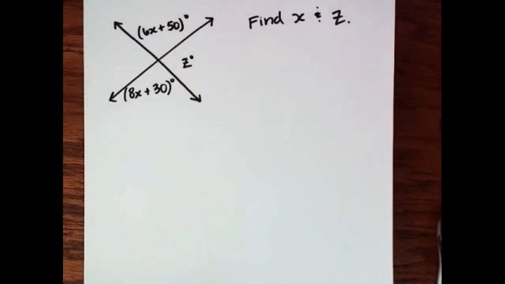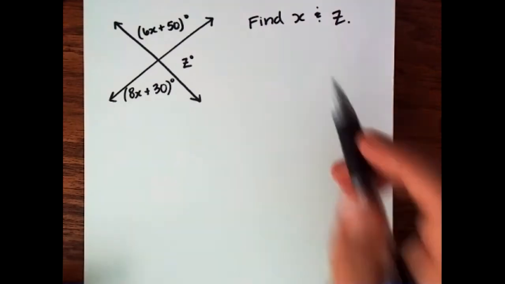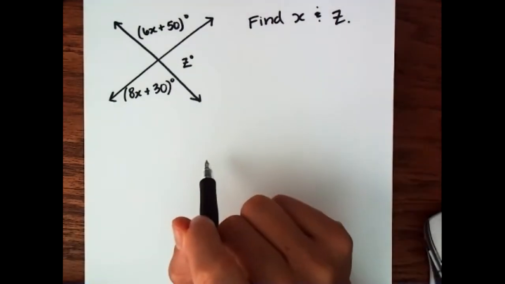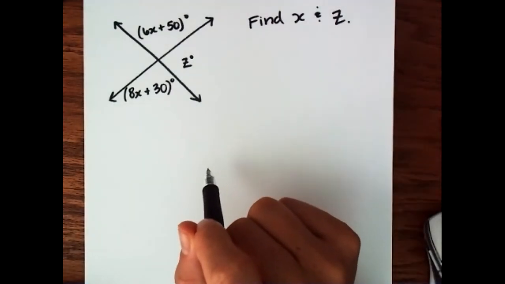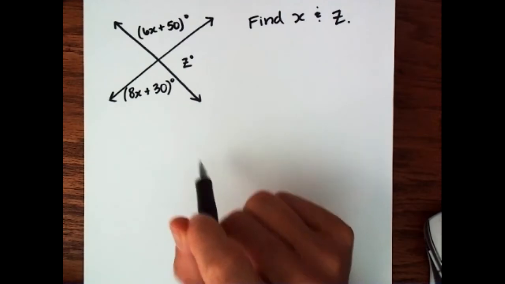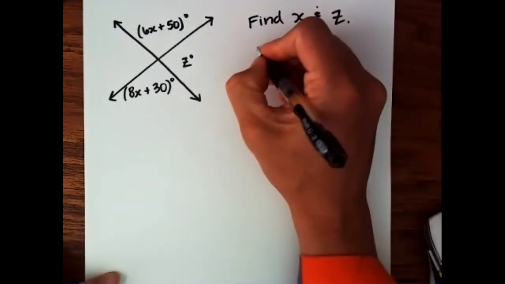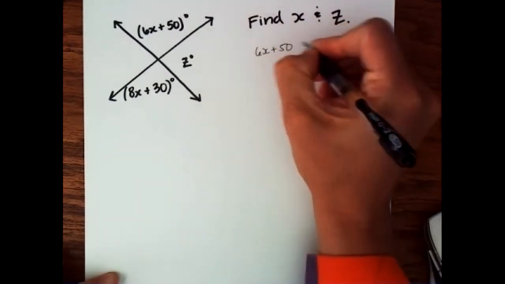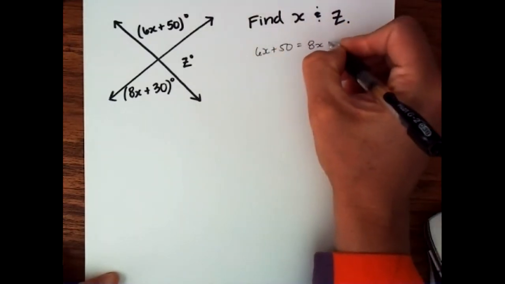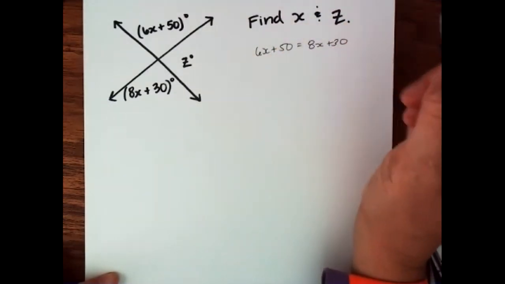For our very last example, we're going to try to solve for variables. Here it says we have to find x and z. We look at our example, we have 2 different pairs of vertical angles, and we have multiple linear pairs. So the way that we're going to do this is set 6x plus 50 equal to 8x plus 30 because they're a vertical pair. We remember once again, vertical pairs have equal value or are congruent.